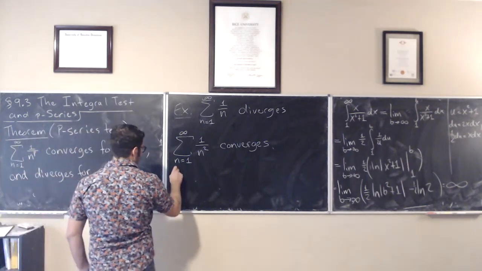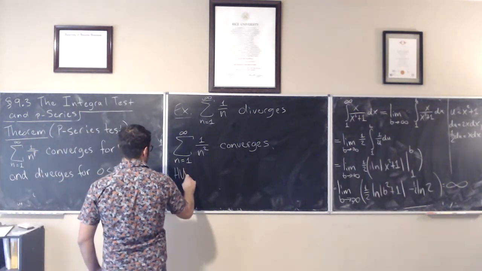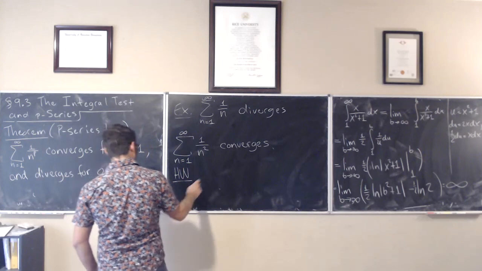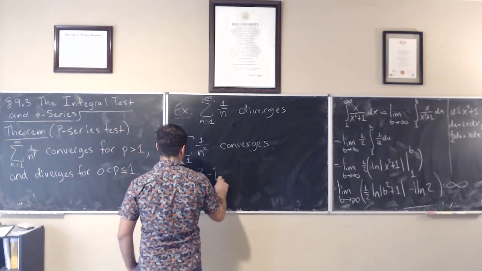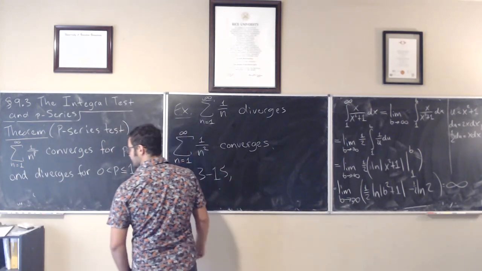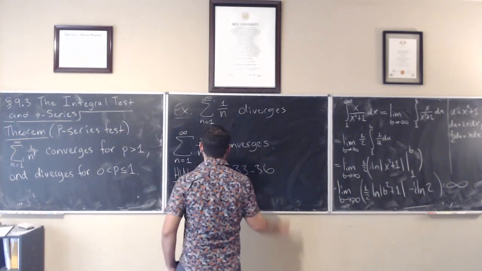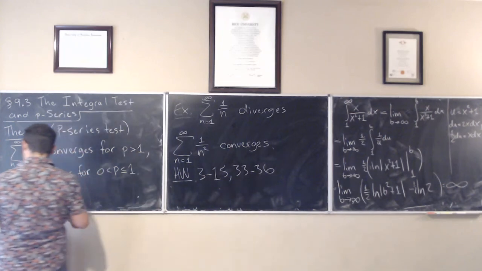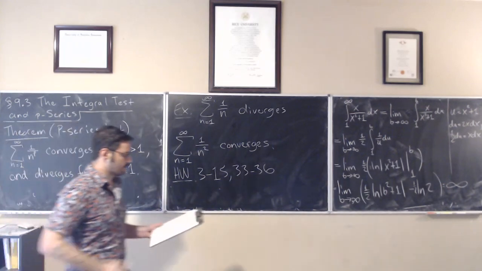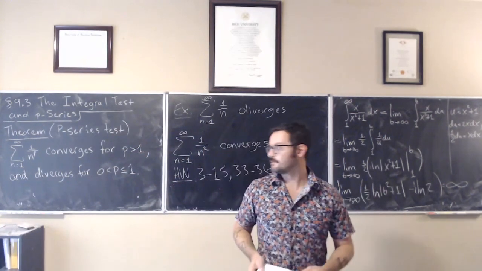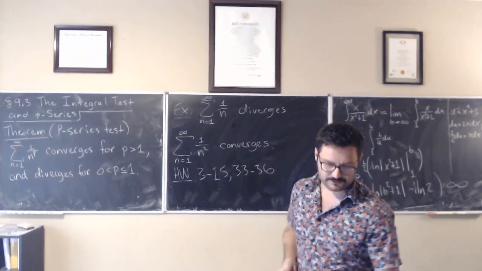Okay, so from section 9.3, suggested homework, I want you to look at 3 through 15, and then 33 through 36. Okay, and that will be it for this recording. Next time we will look at comparison tests.